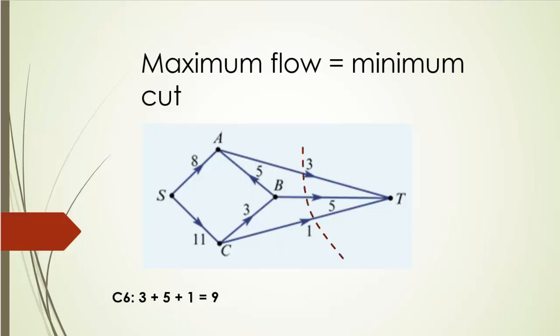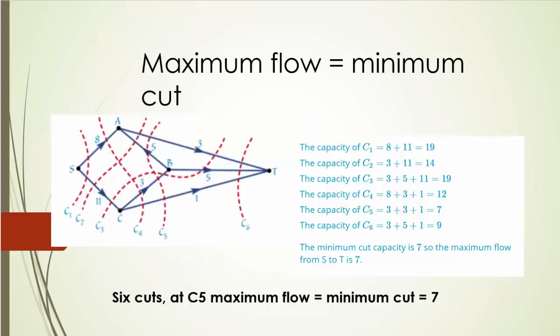C6, more straightforward, 3 plus 5 plus 1 is 9. There are the 6 cuts, with the provision that I don't agree with their C3. So the maximum flow of this network is where the minimum cut is, which is 7.